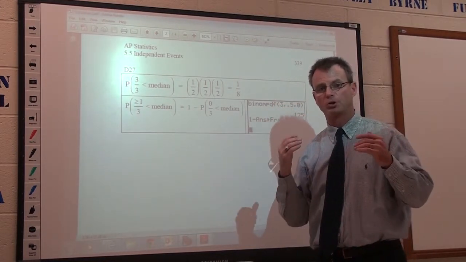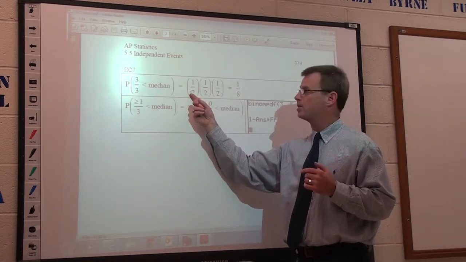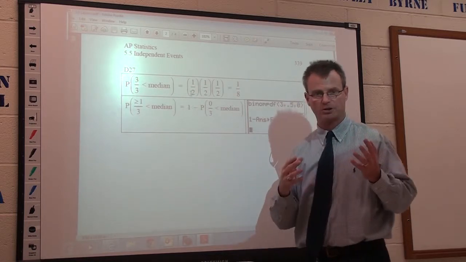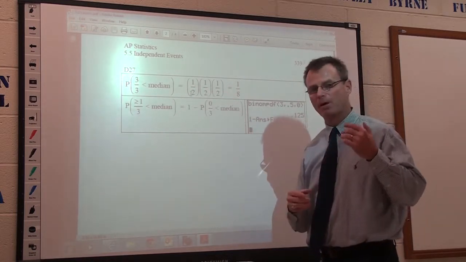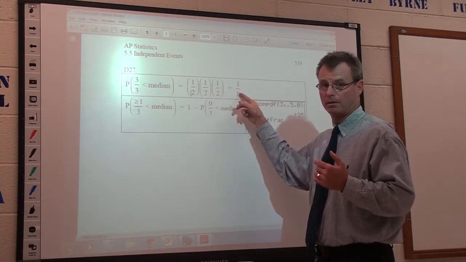So the probability that I choose one house that's below the median is 1/2. And the probability that the second house is below the median is 1/2. And the probability that the third house is below the median is 1/2. Their product is 1/8.